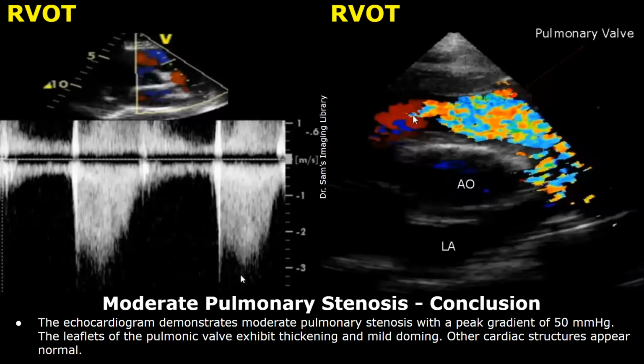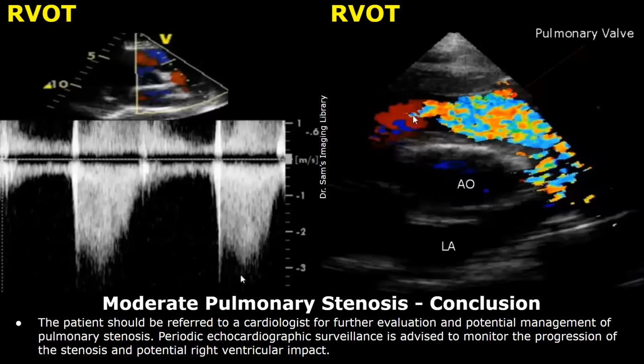Here is the conclusion. The echocardiogram demonstrates moderate pulmonary stenosis with a peak gradient of 50 mm of mercury. The leaflets of the pulmonic valve exhibit thickening and mild doming. Other cardiac structures appear normal. The patient should be referred to a cardiologist for further evaluation and potential management of pulmonary stenosis. Periodic echocardiographic surveillance is advised to monitor the progression of the stenosis and potential right ventricular impact.